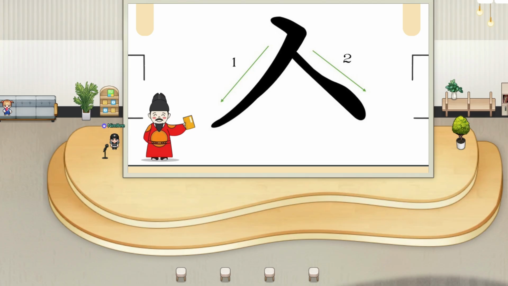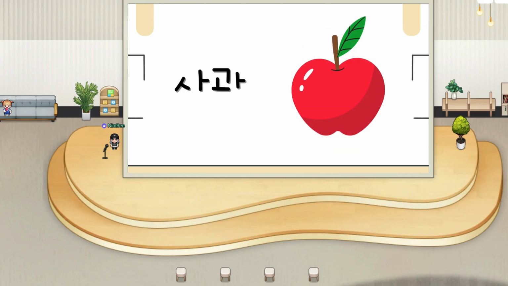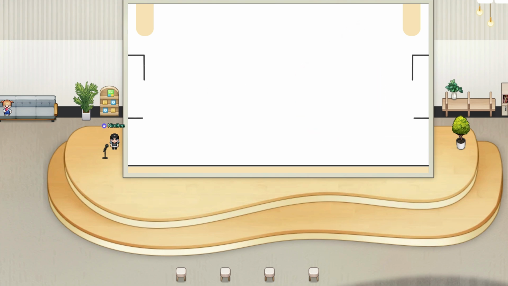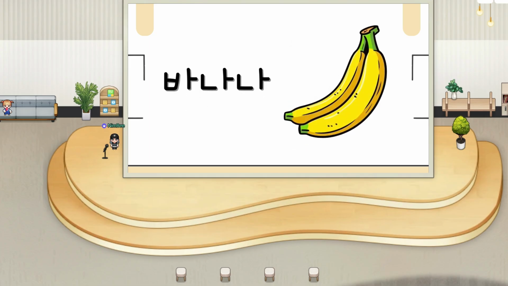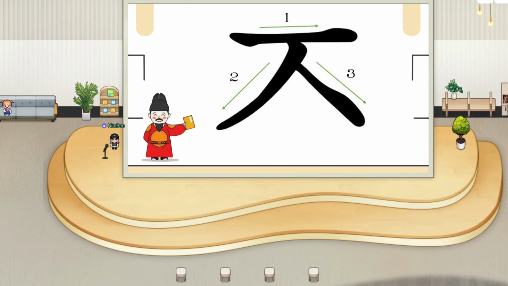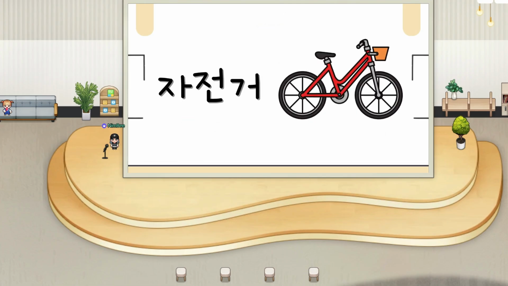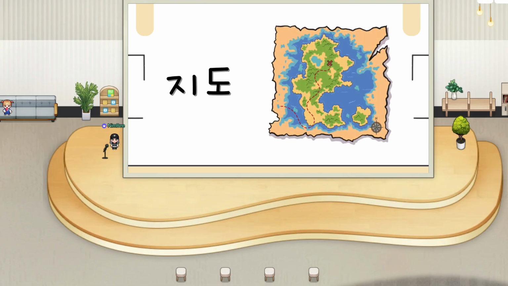Next one is 시옷. Sounds like se or she. First example is 선생님, teacher. 사과, apple. Next one is 비읍. Examples are 비, which means rain, and 바나나, banana. Next one is 지읒. The sound is j or sometimes che. First example, 자전거, bicycle. And the next is 지도, map.